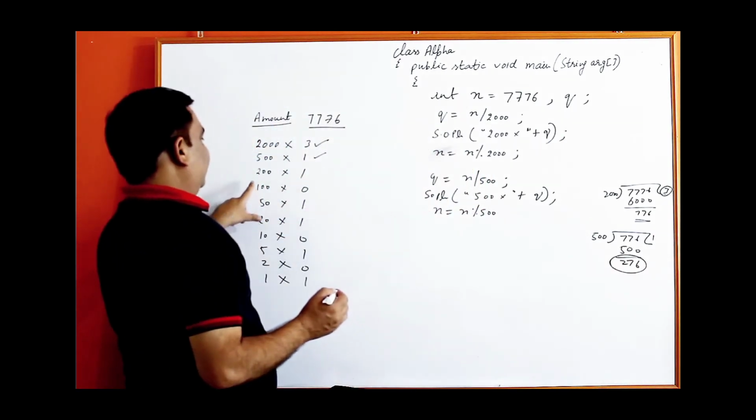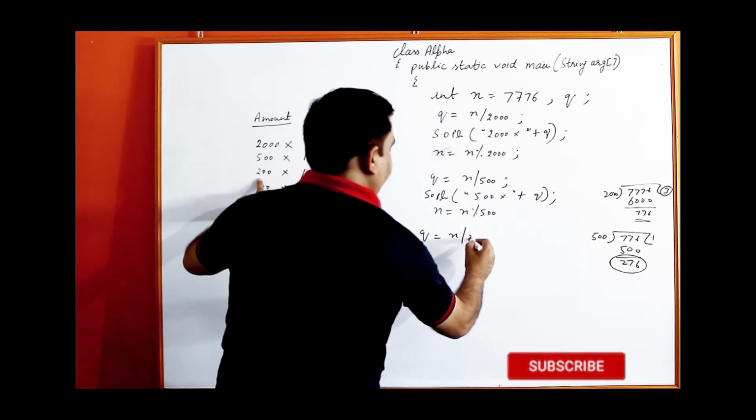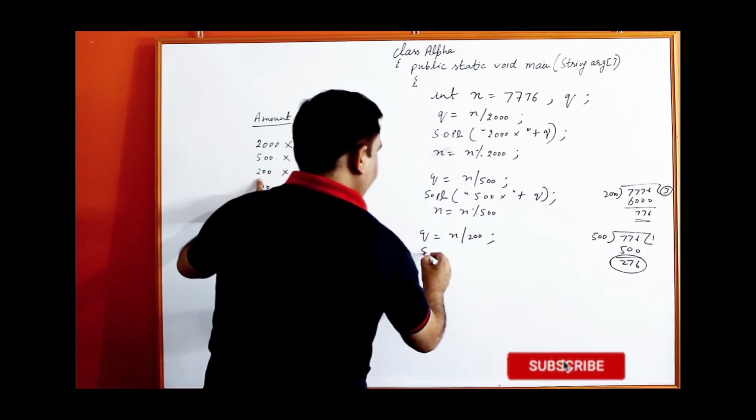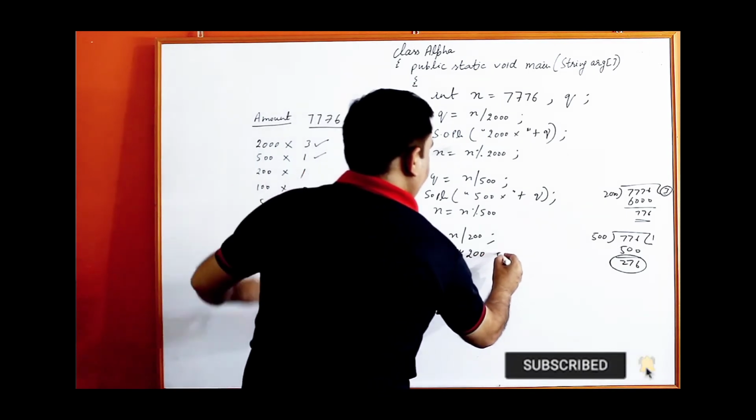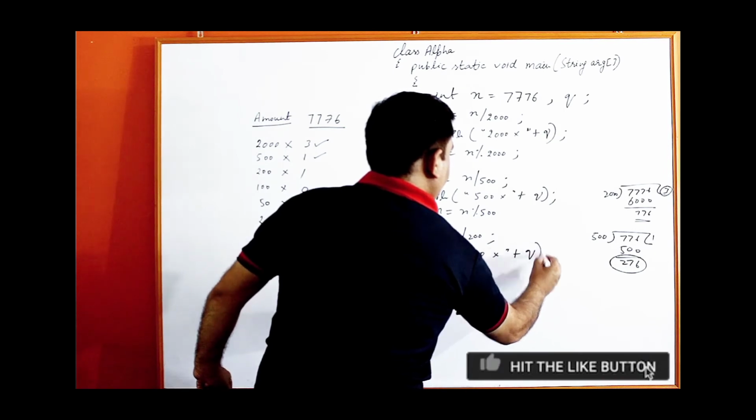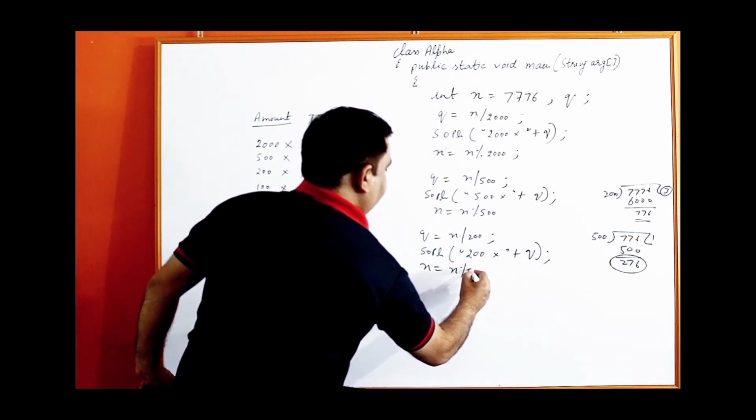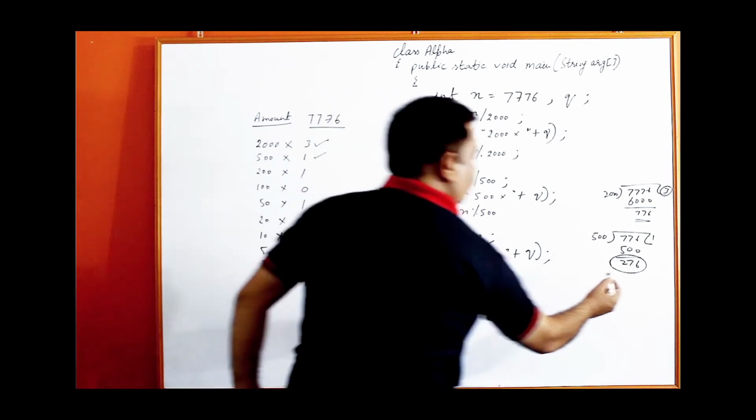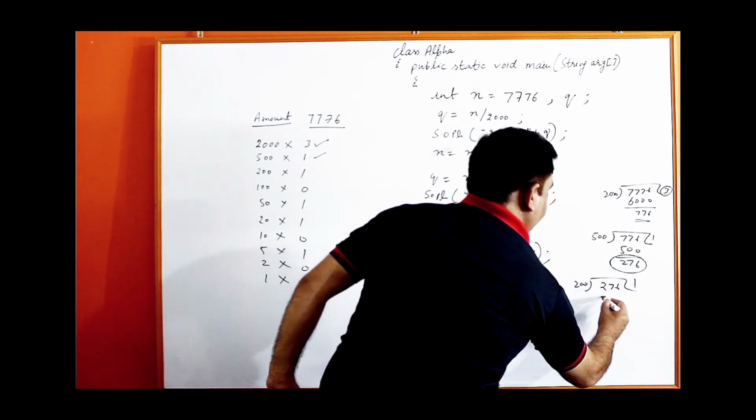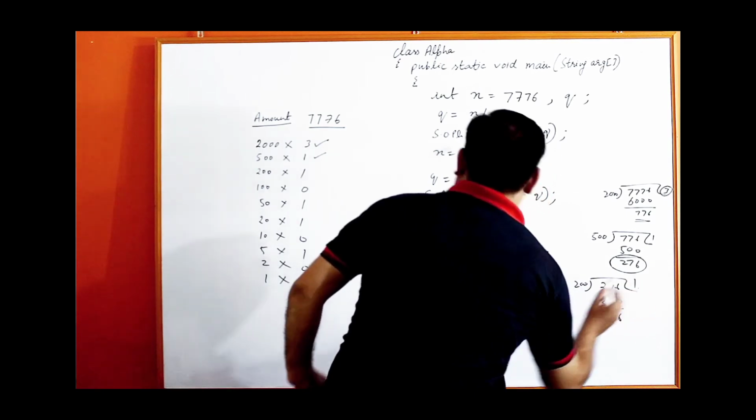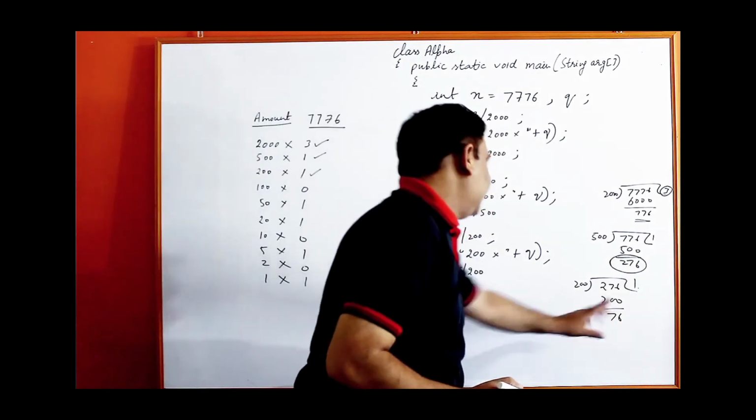Same process you have to apply on 200 rupees notes. q equal to n divide by 200, println 200 rupees notes are q, and again write n equal to n modulus 200. So the same way, 276 was there, 276 when you divide by 200, so one note again for 200, and now the remaining amount is 76.